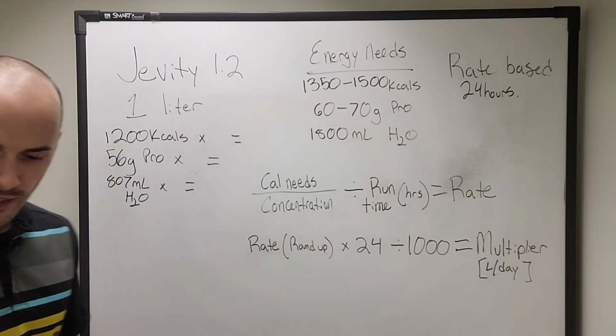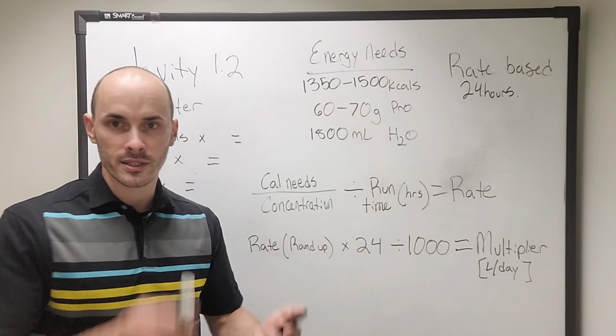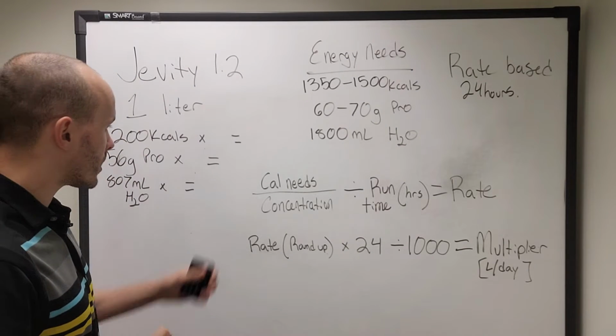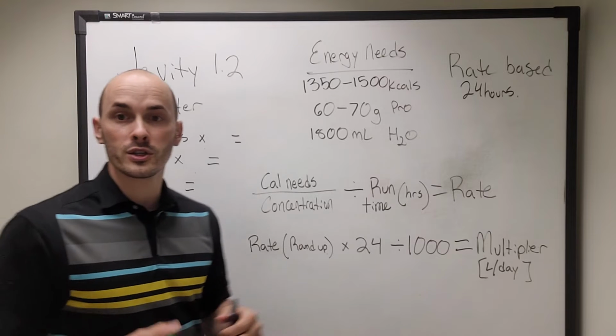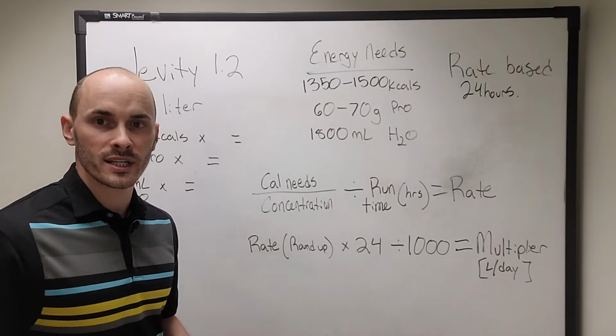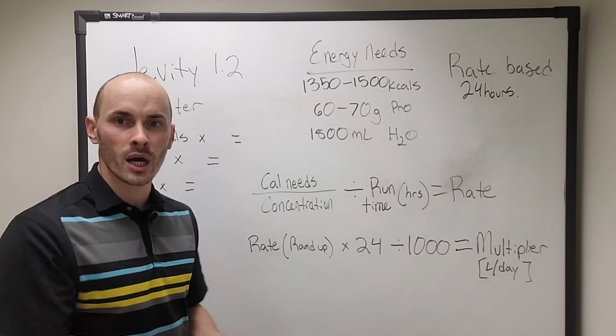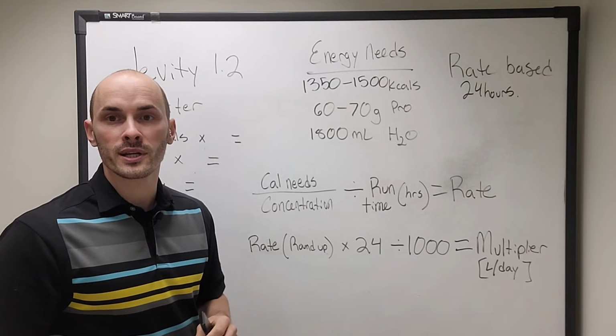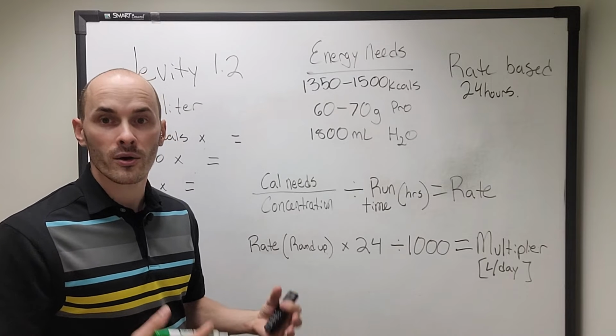So let's go ahead. I've got my calculator handy and my green marker. We're going to go ahead and do some math. For the calorie needs, we're going to use the lower end of the calorie needs, because remember, most of the time we're rounding up. So we'll always be able to meet at least their lower calorie needs as long as we round up.